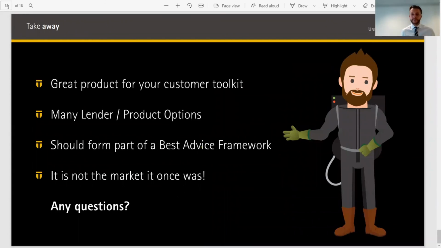So just to finish off, and I'm nearly bang on my 20 minutes here, the second charge is a great product for your customer toolkit. Many lender and product options available, and absolutely should be a part of a best advice framework. And most importantly, it's not the market it once was.